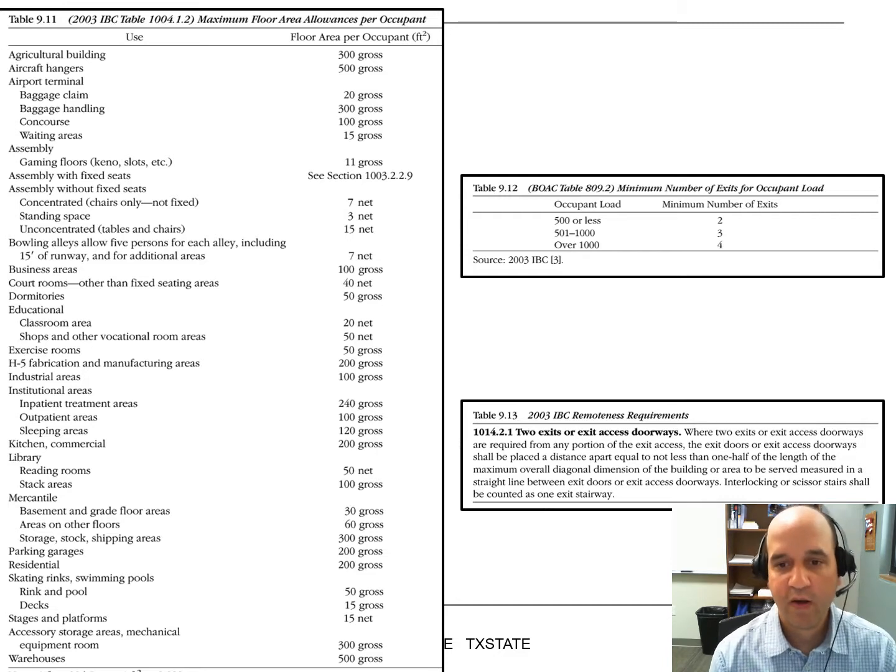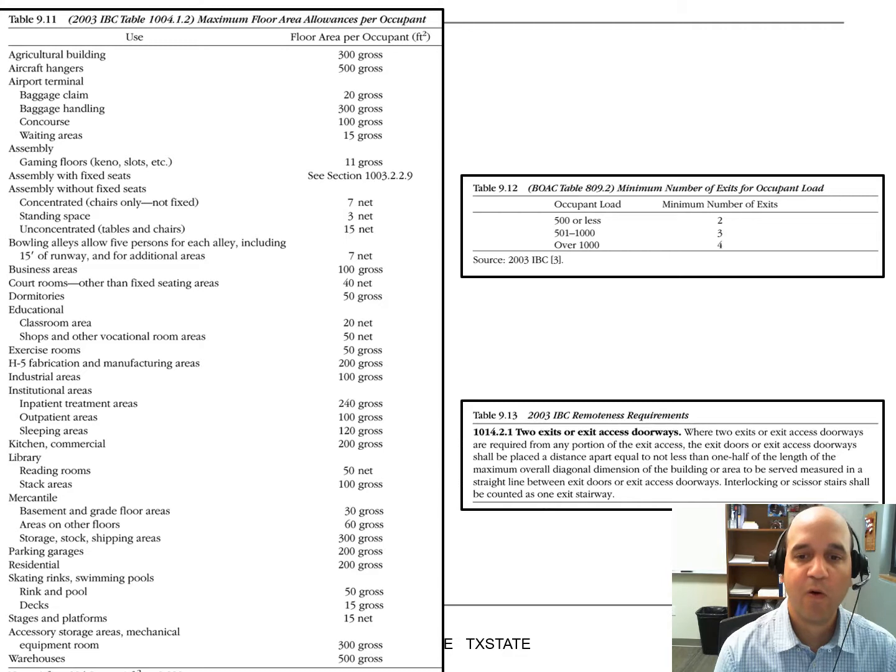Table 9.12 is the minimum number of exits for occupant load. So if you have 500 or less, you should have a minimum of 2 exits. If you have between 501 and 1000, you have a minimum of 3, and over 1000 you should have 4.